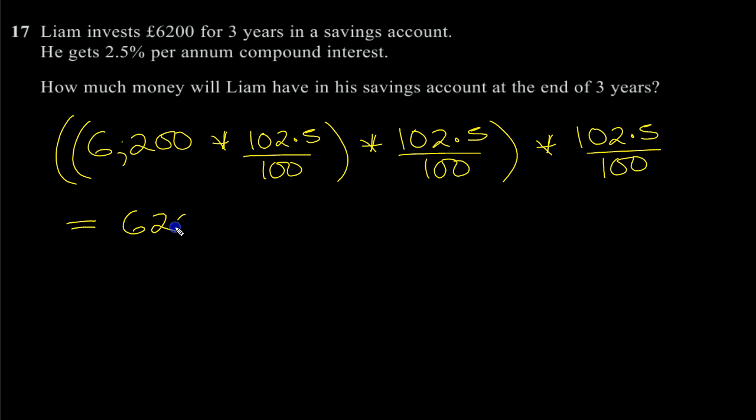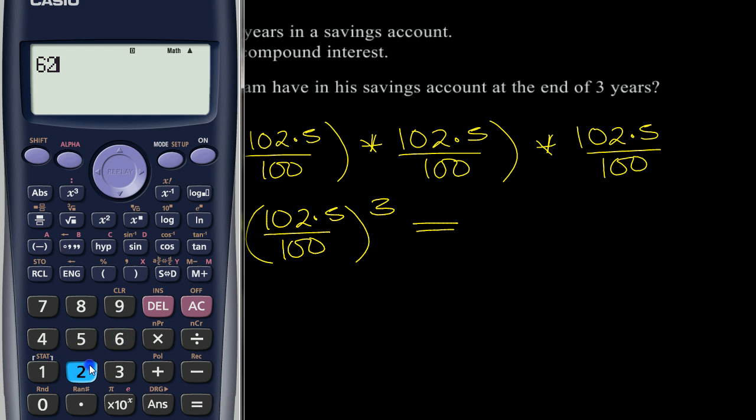That's 6,200 times, just times and times. So it's 102.5 over 100 cubed, isn't it? So there's our formula emerging. So 6200 times, this is 1.025, isn't it? So I'm just going to put the decimal in, and it's power 3.